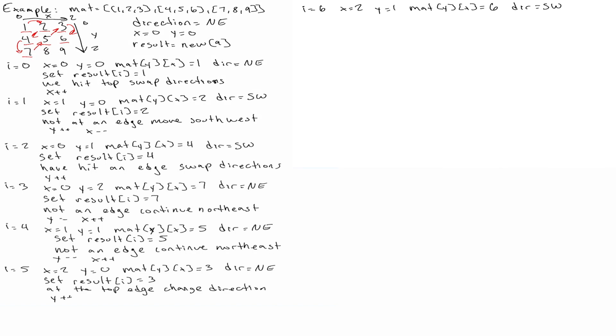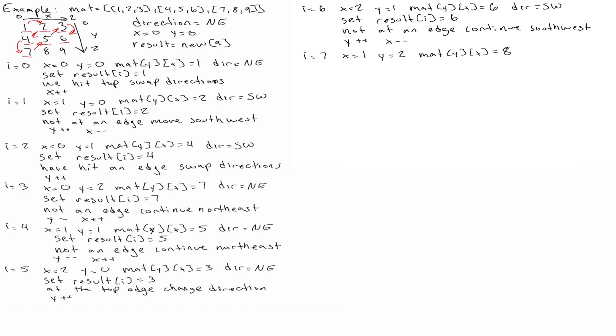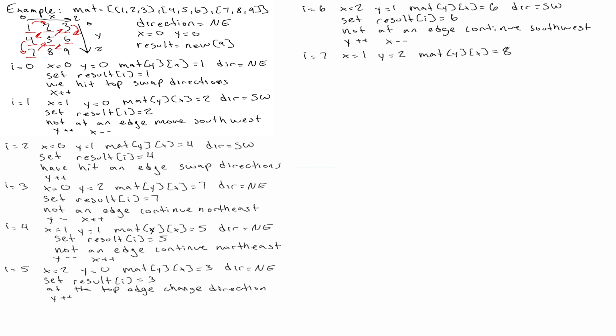So now, since we're going southwest, we haven't hit any walls or anything, so we're just going to go ahead and set result of i equal to 6, not at an edge. So just continue southwest, which we'll do by saying y plus plus, x minus minus, for i equal to 7. Now x will equal 1, y will equal 2, and mat of yx will equal 8. So now we've gone from 6 down to 8 like this.